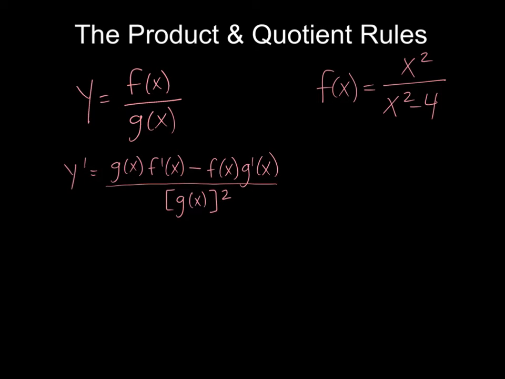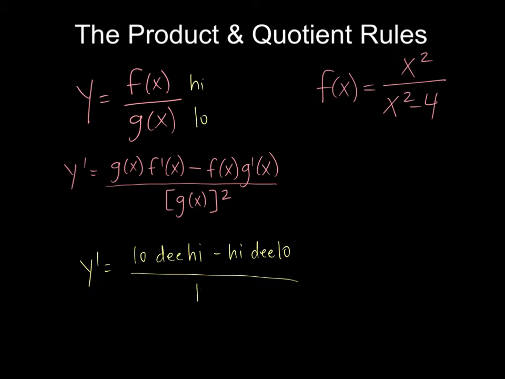All right. And the way you can remember this one is if you call the function on top high and the one on the bottom low, I don't know that's not how you spell high and low, but you can remember it with y prime equals low d high, and that d high is derivative of the top function, minus high d low over low squared. All right, so that might just help you remember the quotient rule. So let's work this example.